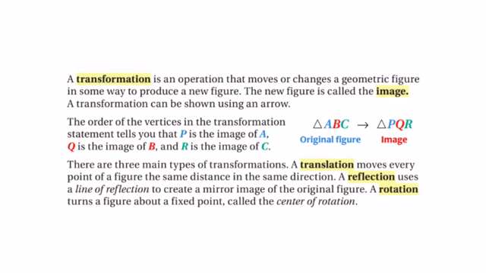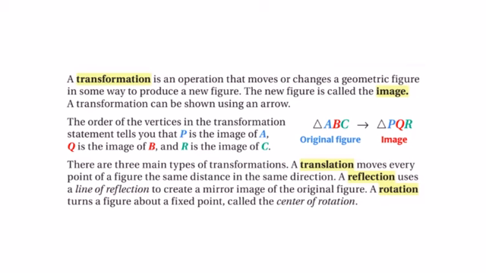So a transformation can be shown using an arrow. If I have my original figure and let's say I want to expand it, I'm going to multiply everything that I have by 2. I'm going to double it in size. So then I go from triangle ABC to triangle PQR, and that then becomes the image. The order of the vertices in the transformation tells you that P is the image of A, Q is the image of B, and R is the image of C.